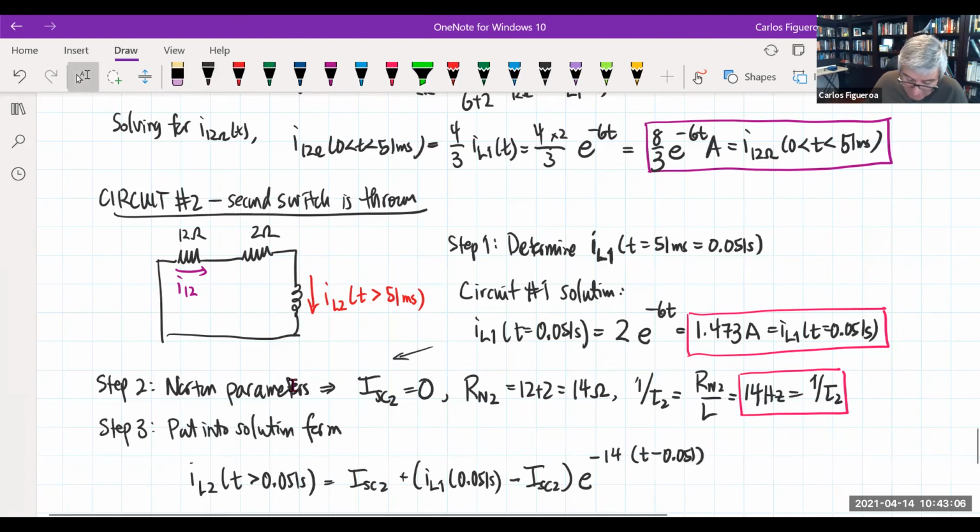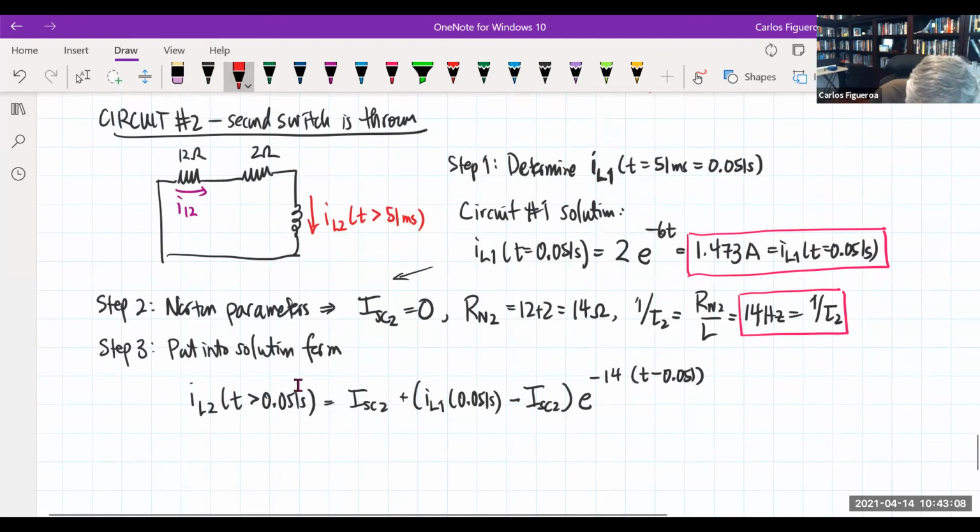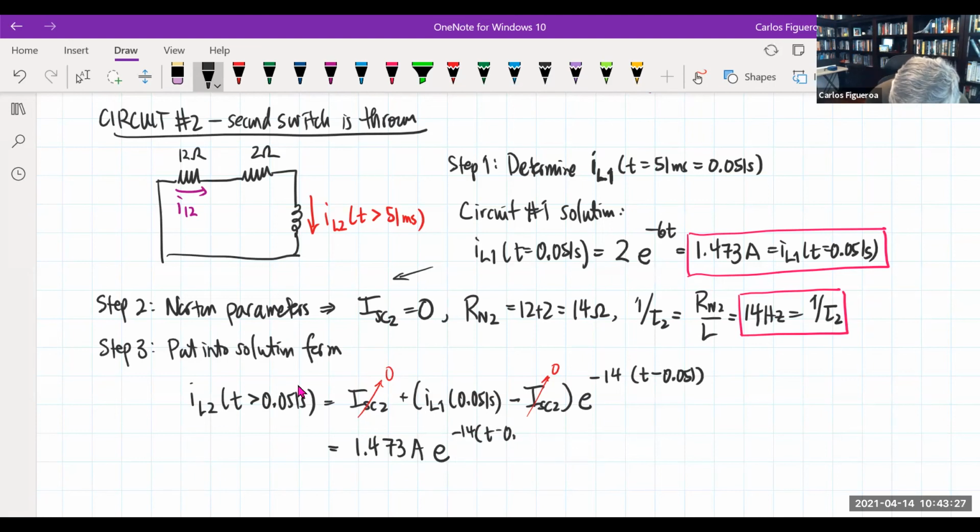That's my solution. So if I look at this thing, of course, we already know that this is 0. So then the end result of this solution then has to be what? Well, I could see that this is 1.473 amps times e to the minus 14 times (t minus 0.051) amps. So now I have my solution for t greater than 51 milliseconds.